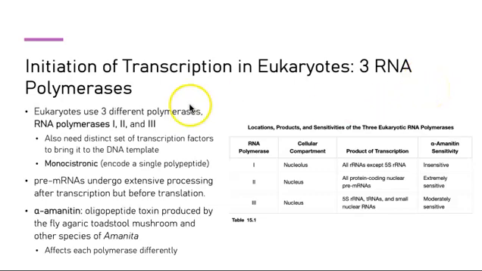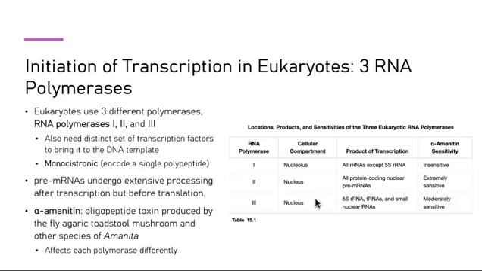Our eukaryotes are going to use three different polymerases. We've got RNA polymerase 1, 2, and 3. We use these Roman numerals to refer to them. And we also have a distinct set of transcription factors to help bring it to the DNA template. We're going to talk more about these factors on the next slide.